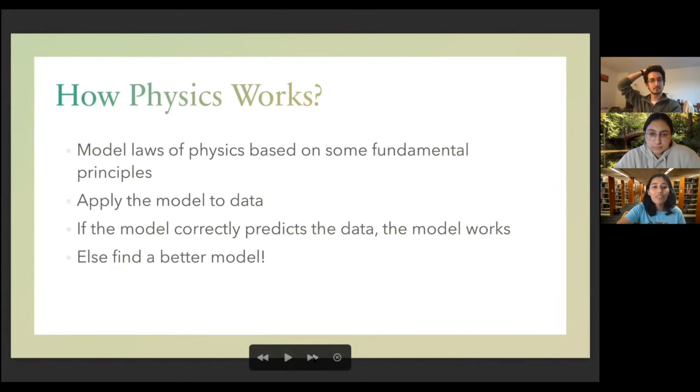So how physics works is based on some fundamental principles. We model certain aspects of nature that we know, and then we apply this model to data that is collected by experiments, and we try to see if the model correctly predicts the data. If the model does predict the data, that means our model really works, and that's how nature follows this model. But if our model does not predict the data, that means we have to kick out our model, go back to our tests, and try to find a better model that fits the data.